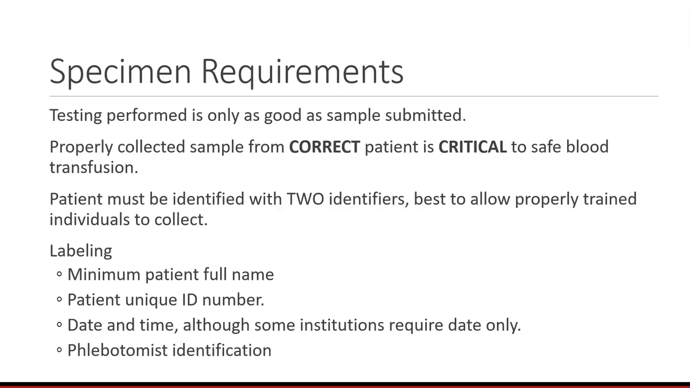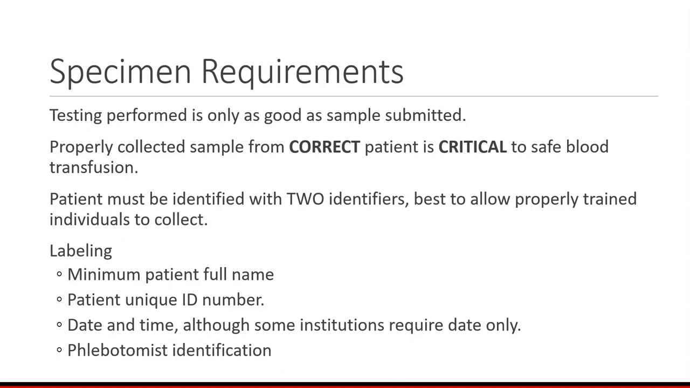Specimen requirements. The testing performed is only as good as the sample submitted. So I've done the perfect ABO type, the perfect antibody screen, the perfect cross-match, but it was on the wrong patient because the sample was mislabeled. It may as well just go in the trash. A properly collected sample from the correct patient is critical to safe blood transfusion.